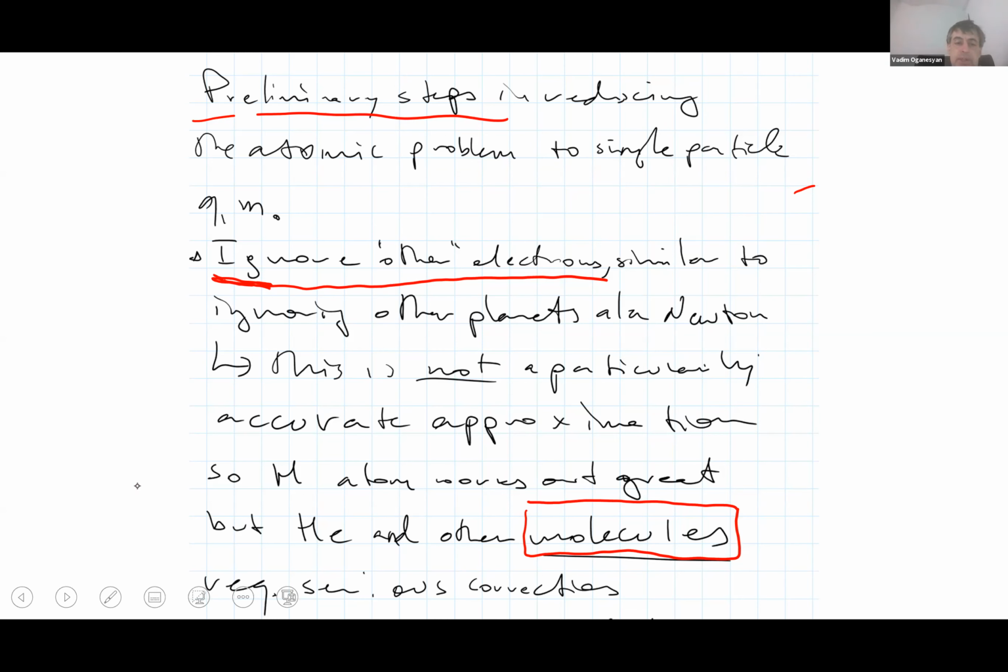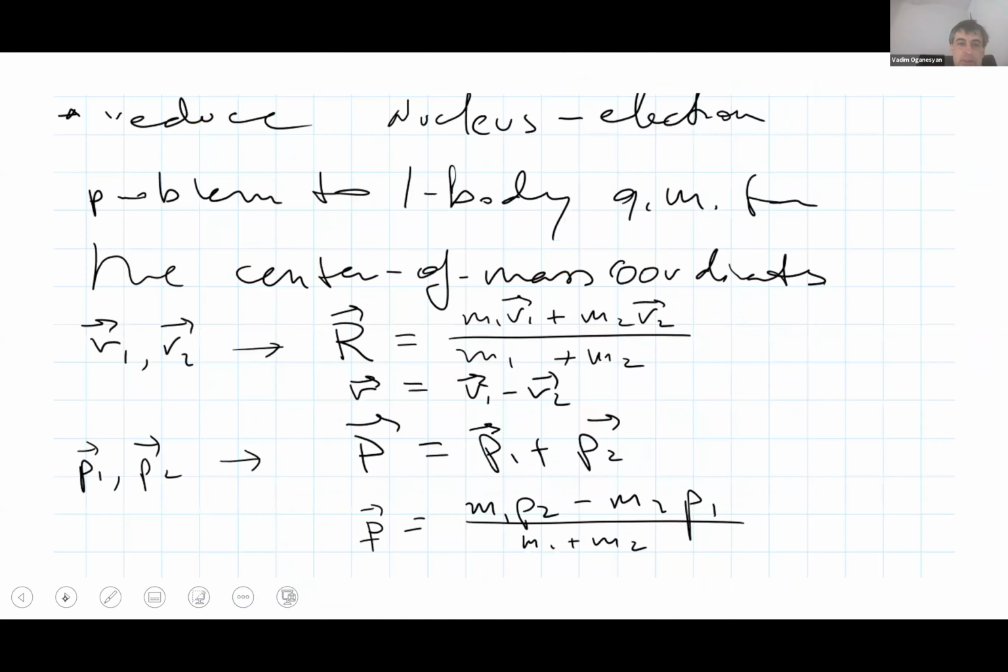So the first step is to ignore other electrons. And that's not a good approximation. But the idea is that, because we're physicists, we want to understand something really precisely. Let's ignore the problems where there are other electrons. Let's just focus on hydrogen where there are no other electrons.